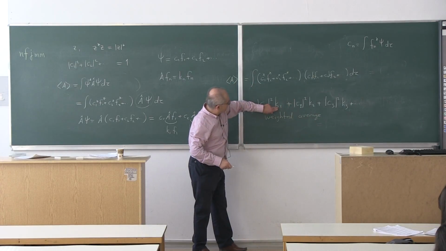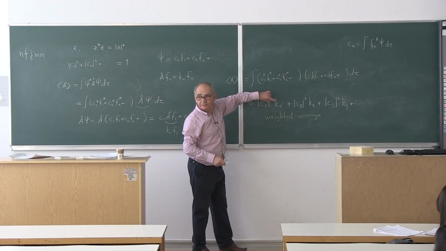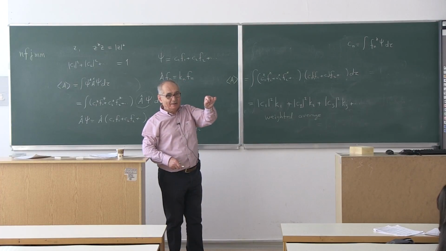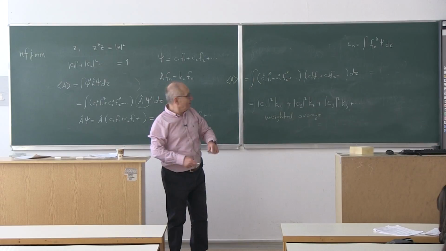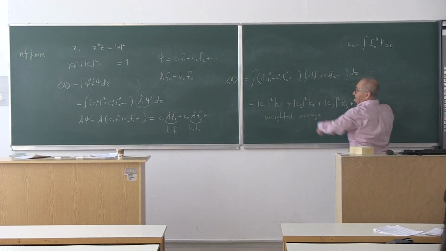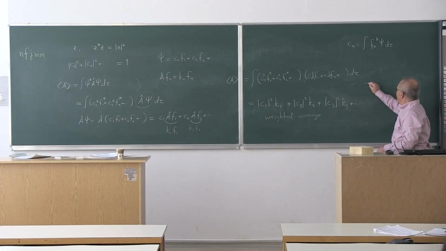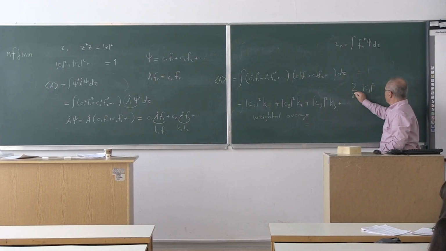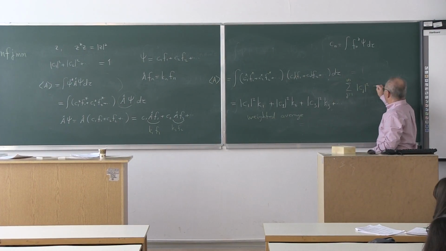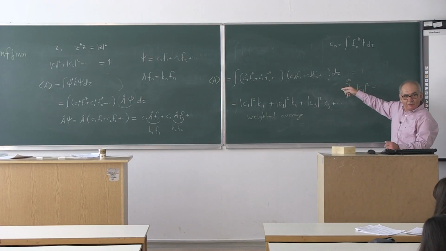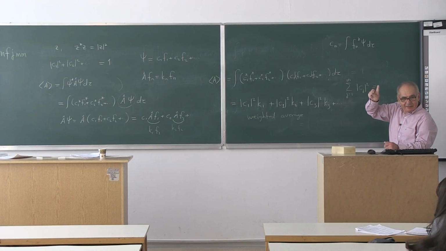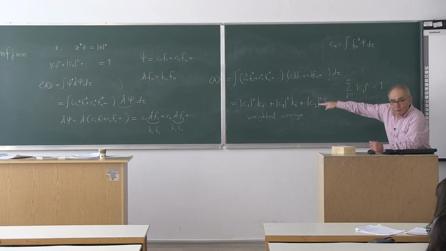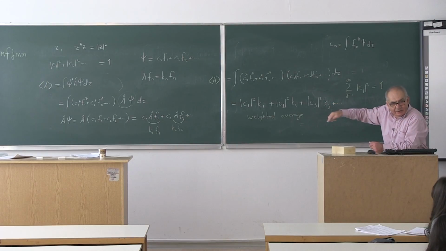Weight factor for each eigenvalue is the square of the coefficient. Remember, we had done it before: the sum of the squares of the coefficients is equal to 1, because psi is normalized. So the sum of the weight factors here is 1.